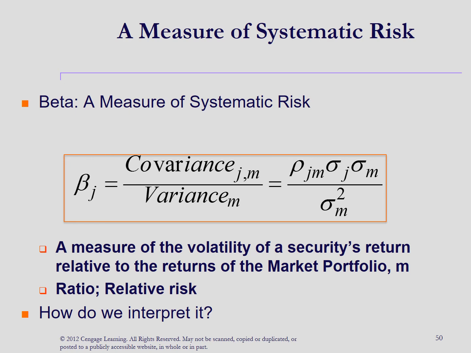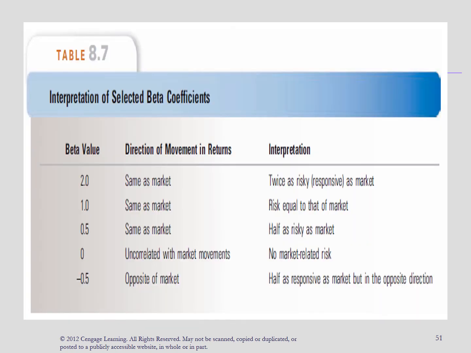How do we interpret beta? The sign of the beta identifies the direction of movement in returns. A positive beta means the security's returns move in the same direction as market returns. A negative beta means the security's returns move in the opposite direction from market returns. The value of beta identifies the security risk compared with the market risk.